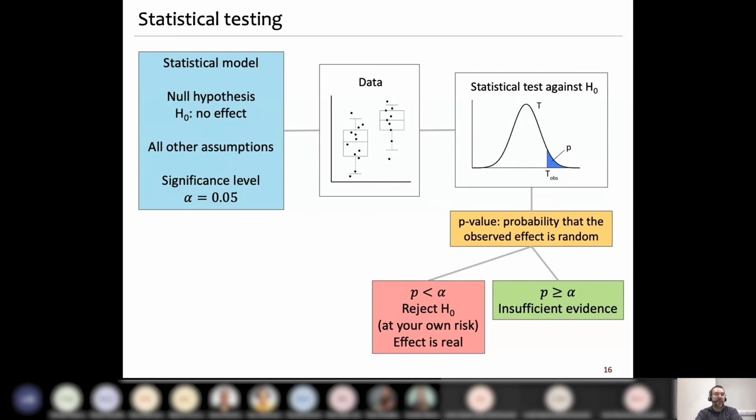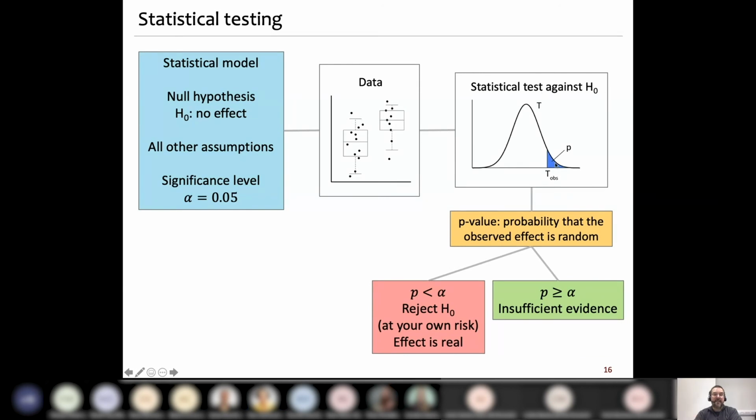Usually you say there is no effect. You have all other assumptions. You assume a significance level of, let's say, 5%. Then you do your experiment and collect data. And once you have done it, you can perform a statistical test against the null hypothesis.